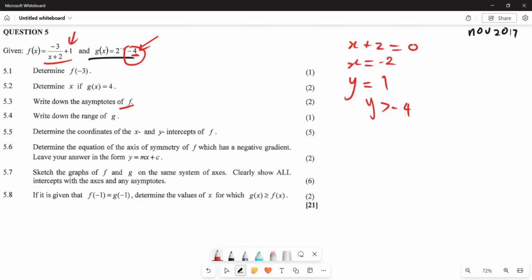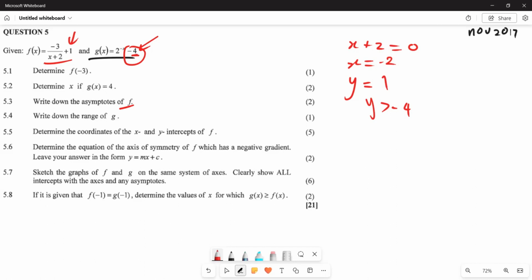Hopefully this makes sense. Now let's see what else we have. They say determine the coordinates of the x and y intercepts of f. Look, for us to find the intercepts, this is simple.